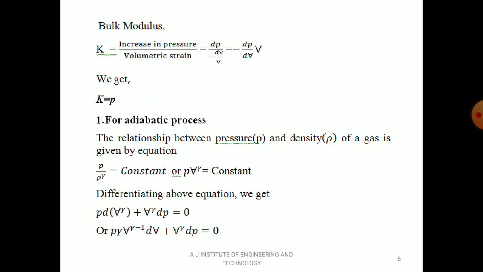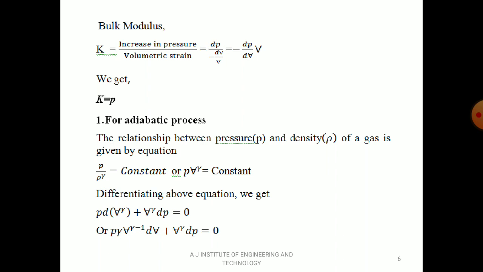Differentiating the above equation, treating P and V as variables, we get, applying the product rule: P into the differentiation of V to the power gamma, plus taking the second term, V to the power gamma, into the differentiation of the first term, dP, equal to 0. So again differentiating V to the power gamma.